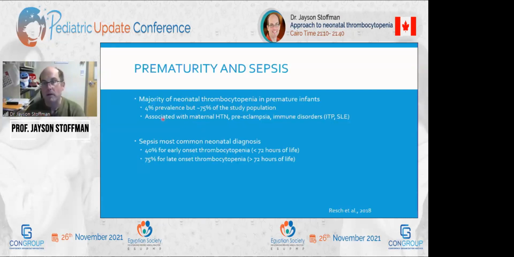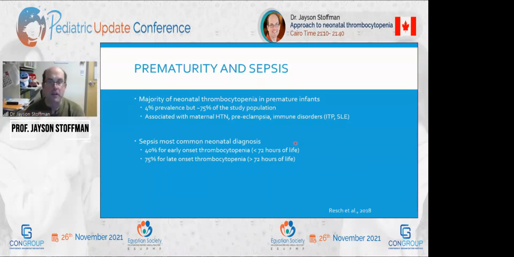Associations that were important on the maternal side were maternal hypertension, preeclampsia, and immune disorders. And again, this ties into other things, where if mom has an autoimmune disorder, that can be passed through the placenta, and babies are more likely to end up with thrombocytopenia.